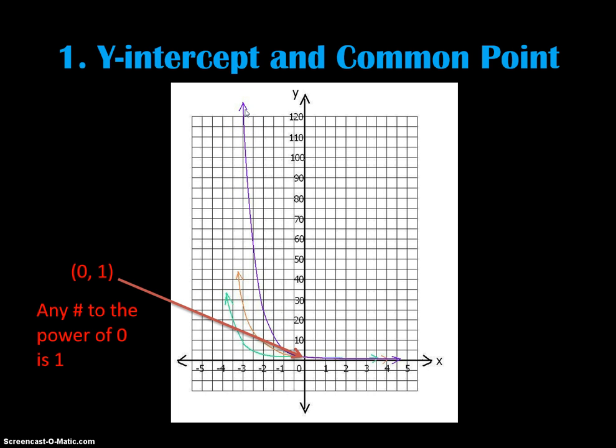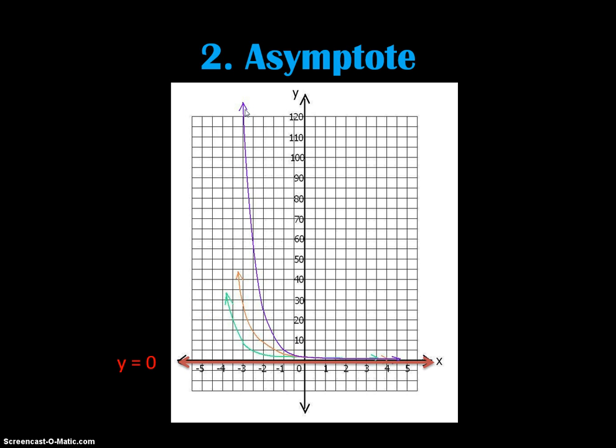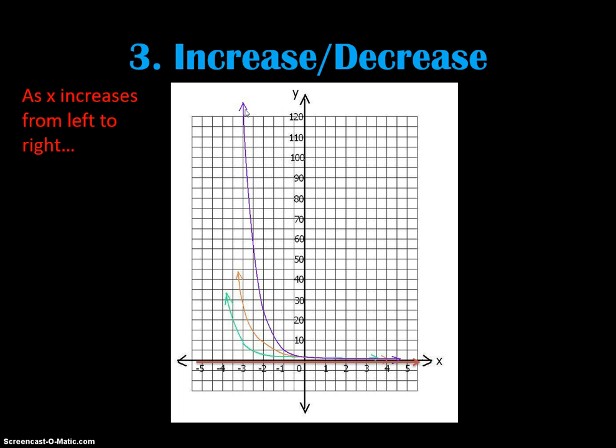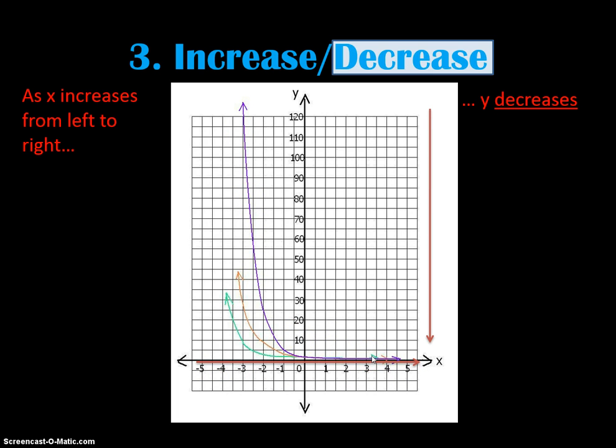So all of them still have the same y-intercept, and that's what we should expect, because anything, again, to the power of 0 should be 1, except for a base of 0, which we almost never see. They all seem to have the same asymptote again, y equals 0. And then the domain and the range are also the same. Now, in terms of increase and decrease, as x increases from left to right, it looks like the graphs go down, or your y values decrease. So these are decreasing graphs.